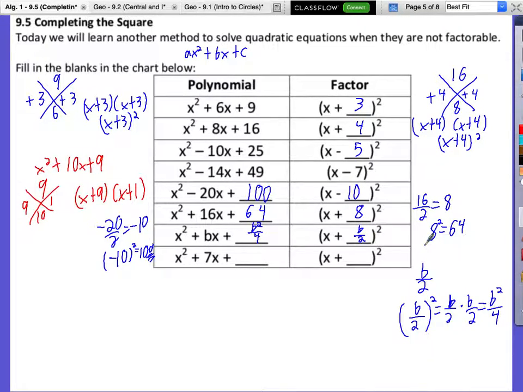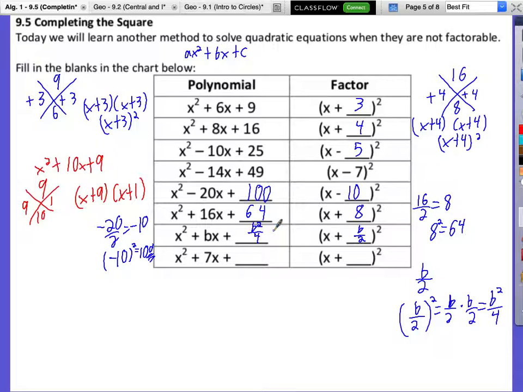So, what I want you guys to notice is in this pattern, we are taking whatever B was, dividing it by 2, and that goes in our parenthesis. To figure out what goes in this blank, we're going to square whatever B divided by 2 was, even if that's just B over 2. Whether that's 16 over 2, negative 10, or negative 20 over 2, or B over 2, we're going to do that every time.